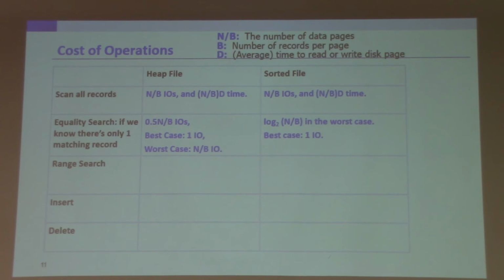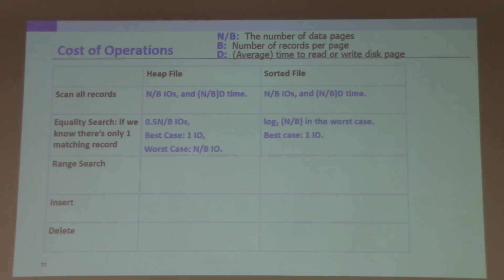And in that case, you're hopeless, right? You have to go all the way to the end, because unless you have seen all records, you cannot be sure you have found all you are looking for. Okay? So the cost here for a heap file for range search, best case, worst case, average case, is all N over B. What about binary search?